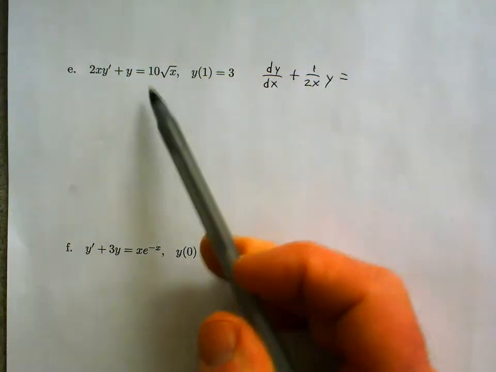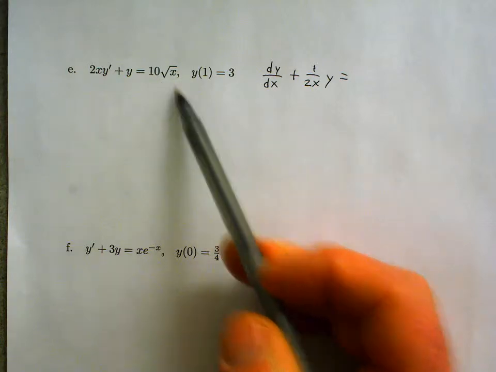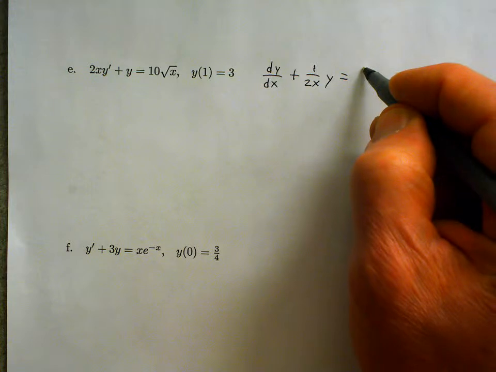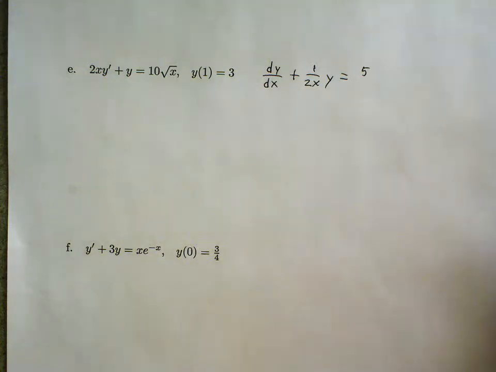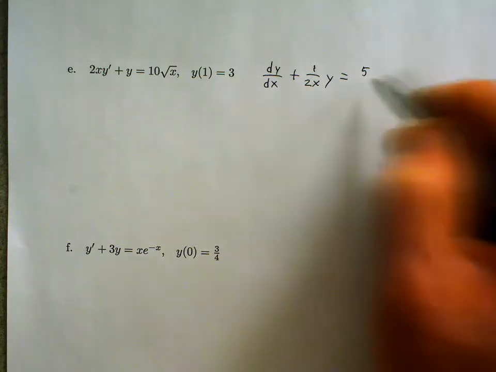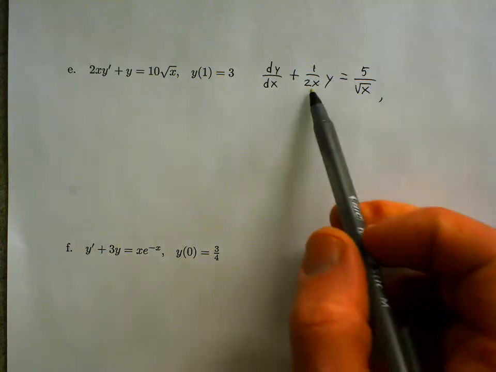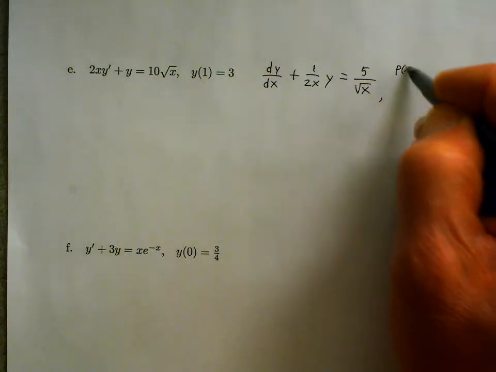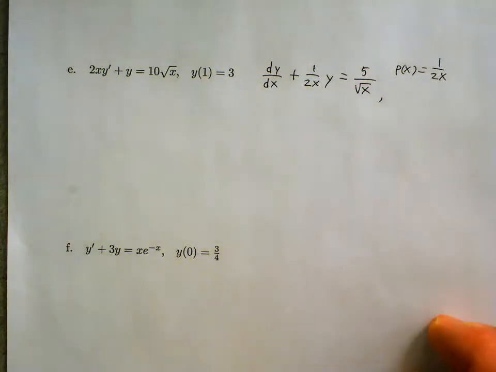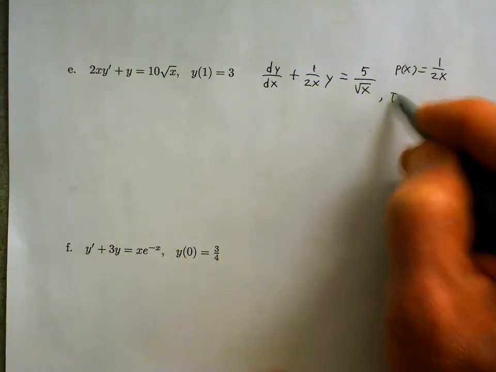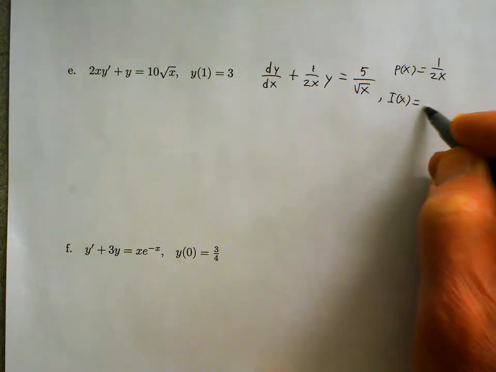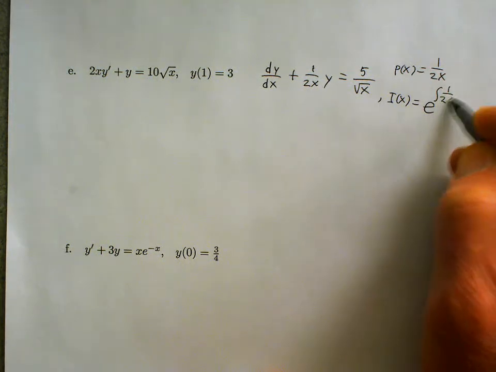And when we divide 10 times the square root of x by 2x, 10 divided by 2 is 5. And the square root of x divided by x is 1 over the square root of x. And now we want to find the integrating factor. Our p of x is 1 over 2x. And so our integrating factor is e to the integral of 1 over 2x dx.